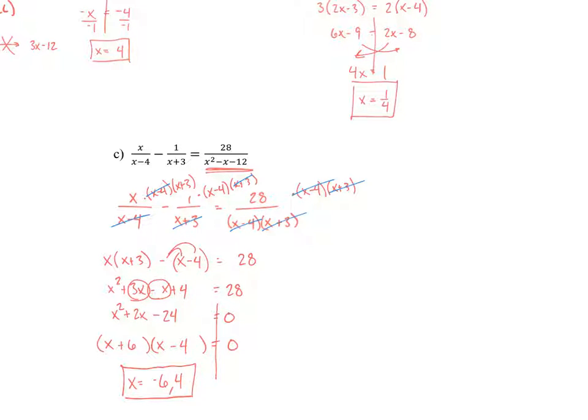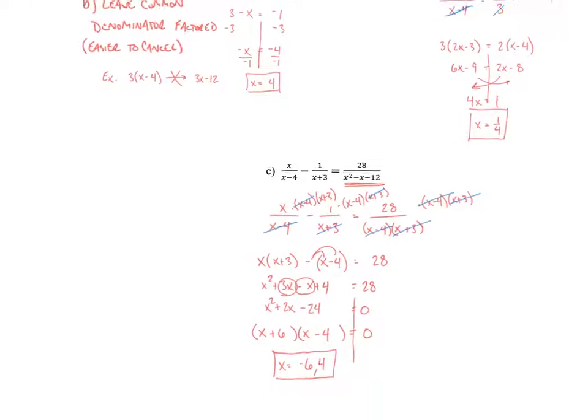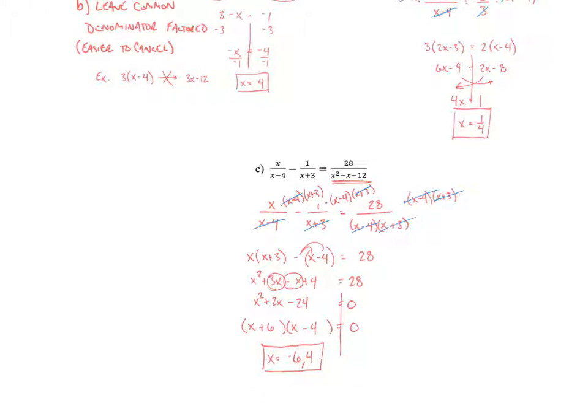So the key to that example is really in the beginning of it, where we had to make sure we factored x squared minus x minus 12. So see, the key here is just factor everything first.